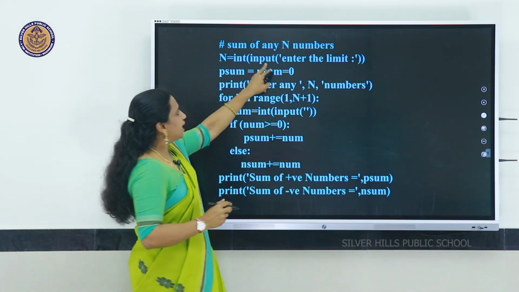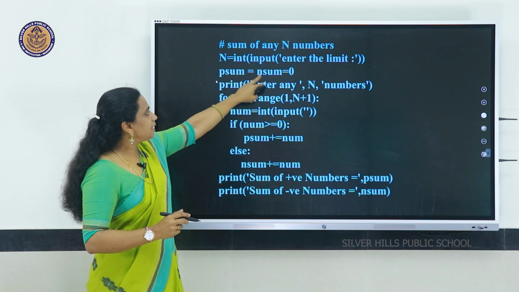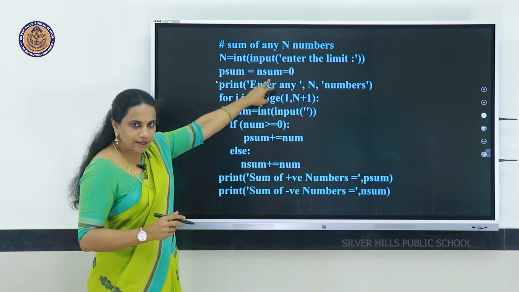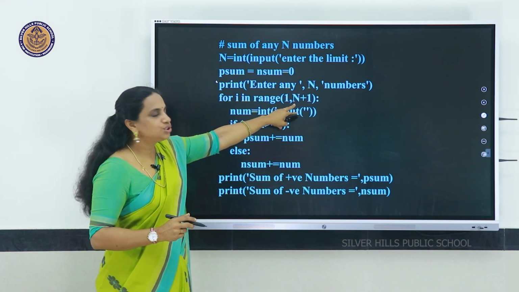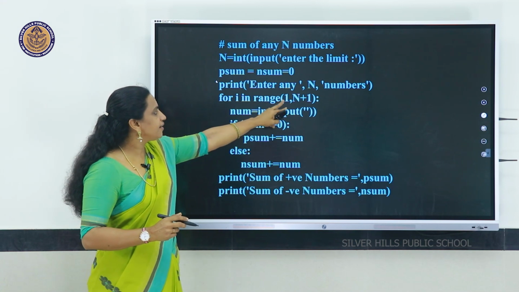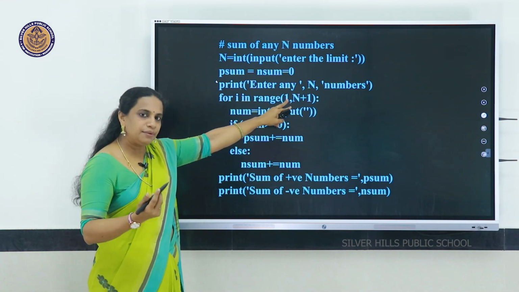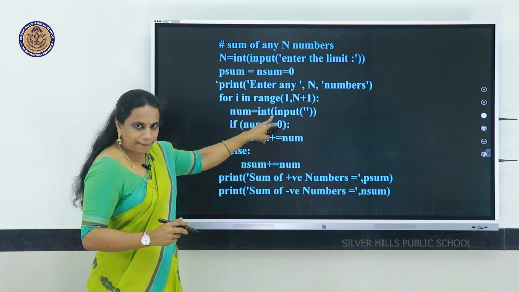Again, it is asking to enter the limit. Now, positive sum and negative sum are initialized as 0. Now, for I in range of 1 to n plus 1. Okay, or you can write for I in range of n. Any method you can write the program. Now, it is asking for the number.